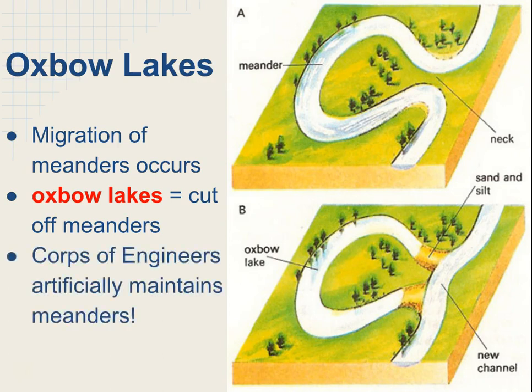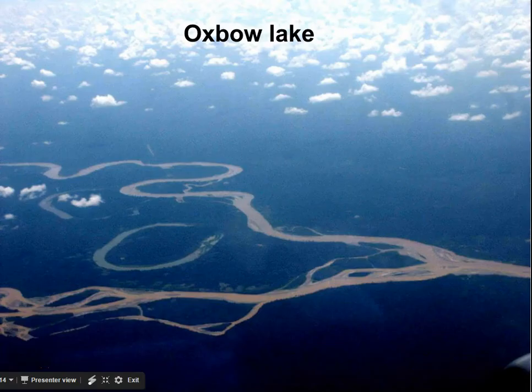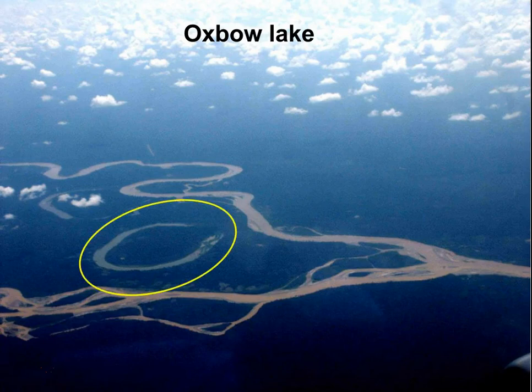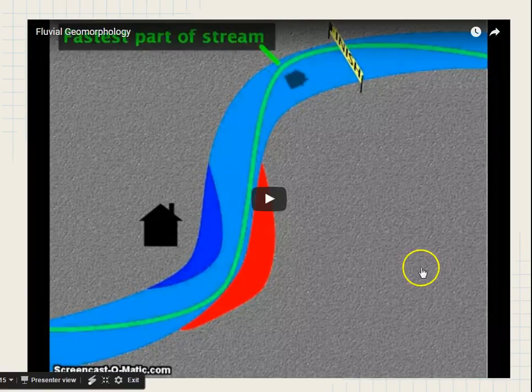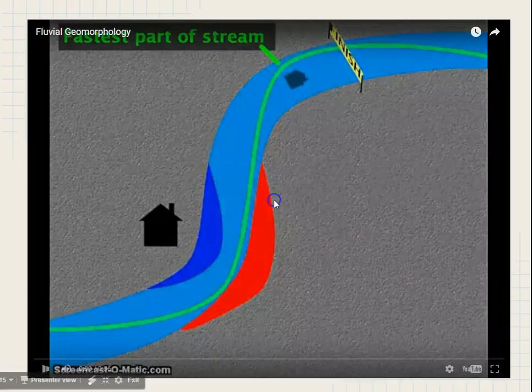Okay, so the Army Corps of Engineers, because of this, in some instances, are going to artificially maintain these meanders to not let this happen, because it causes lots of problems for people's lands. Okay, so here's an actual picture. You can see there's the Oxbow Lake right there. So that river used to curve along there, and then it eventually cut through. Here is a little animation to show you that goes through that process.